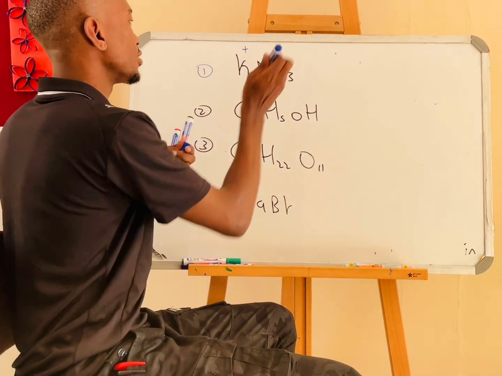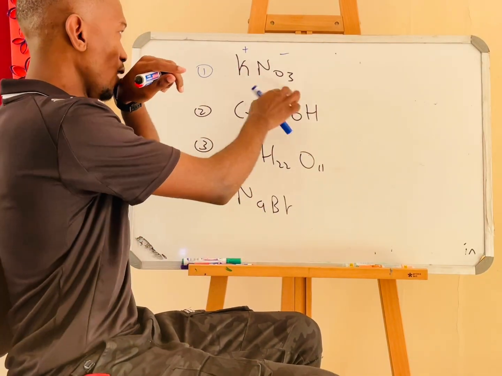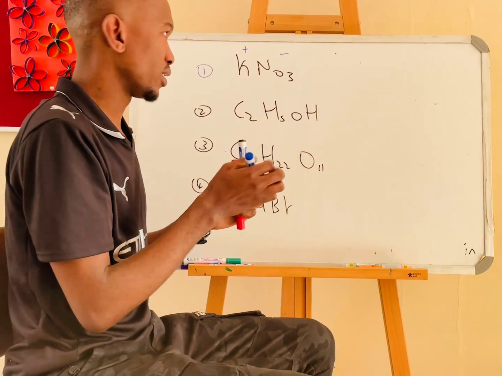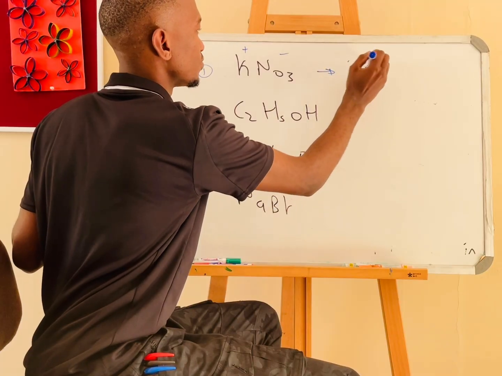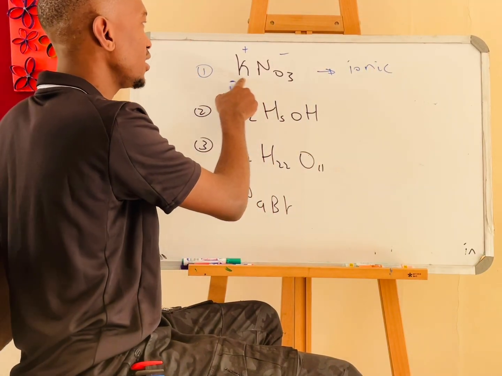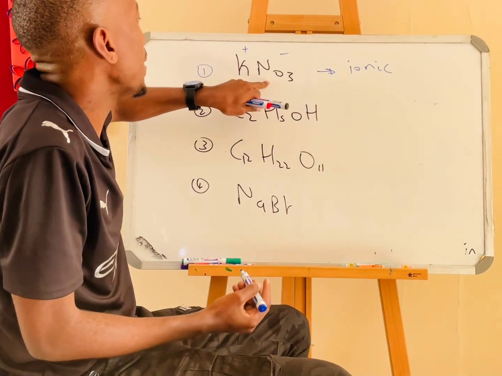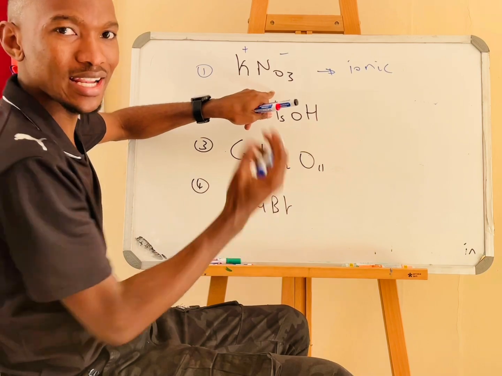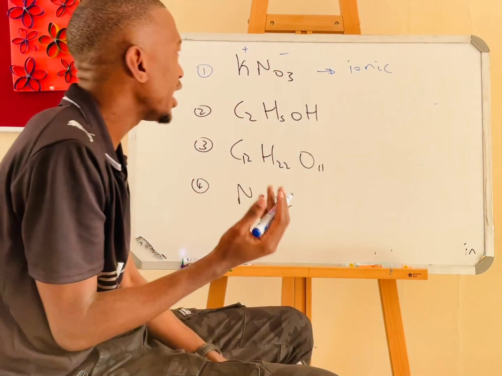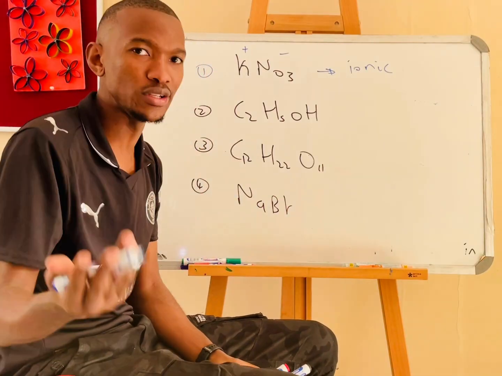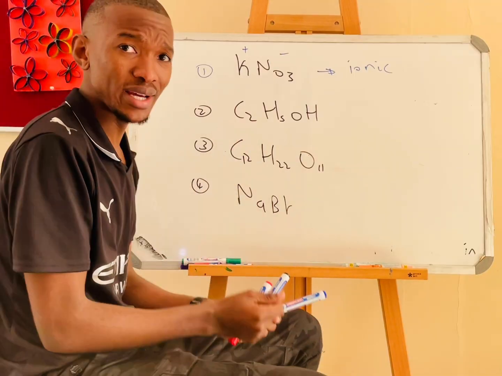And then this one carries 1. It's easy because there is 1, there is 1, which means each carries 1 charge. So this one is going to be called ionic, because potassium is a metal, nitrogen is a non-metal, oxygen is also a non-metal. So you have a non-metal compound with an element that is a metal. At the end of the day, it's going to give you an ionic compound or ionic substance.